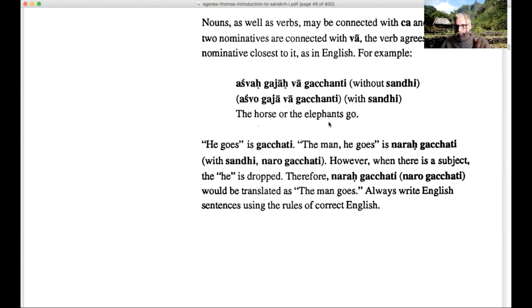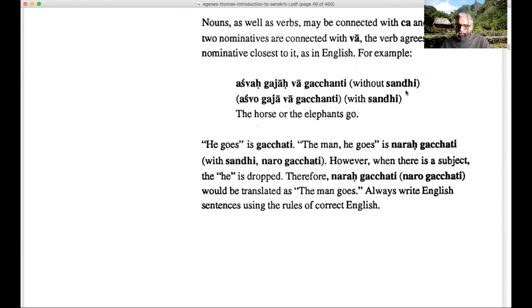No, he says the rule is whichever subject, the one horse and the many elephants are both subjects here, but whichever subject is closest to the verb, that's the one that affects the verb. So here, ashvaha is singular, but the verb is plural because gajaha is plural, and that gajaha is closer to the verb. Okay, so ashvaha, one horse, gajaha, many elephants, va, or gachanti, they go.